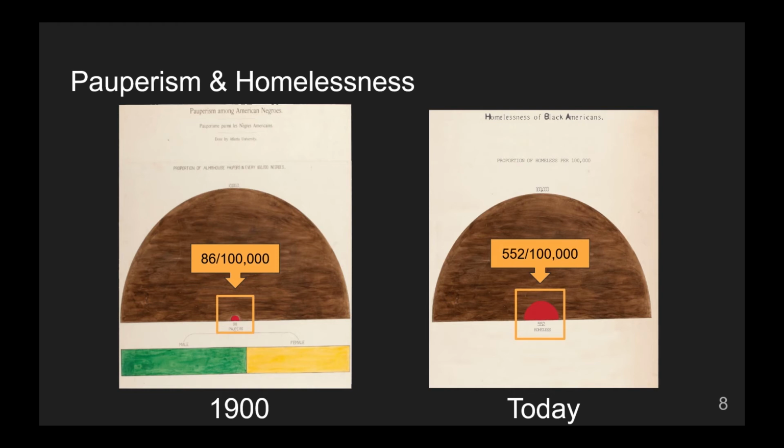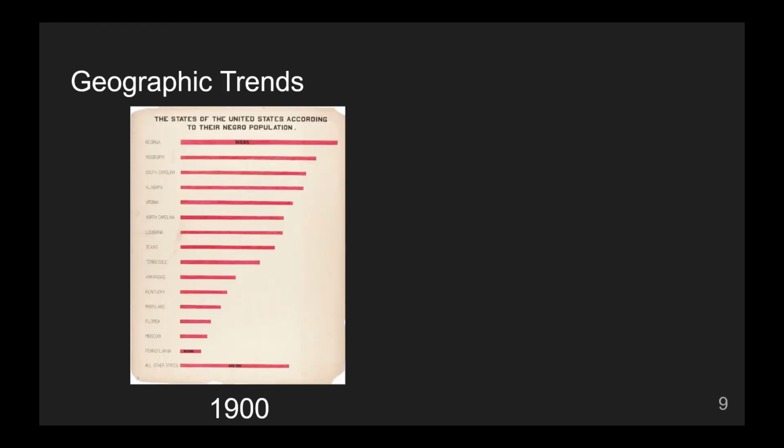You can also see this effect in geographic trends. This is a chart that Du Bois made on the distribution of black population across southern states compared to all of the northern states combined. So we can see here that the three states with the highest black populations are Georgia, Mississippi, and South Carolina. And each one of these states individually has a higher black population than all of the northern states combined. This concentration of black population in the southern states is reflective of the fact that the southern states have held on to slavery the longest.